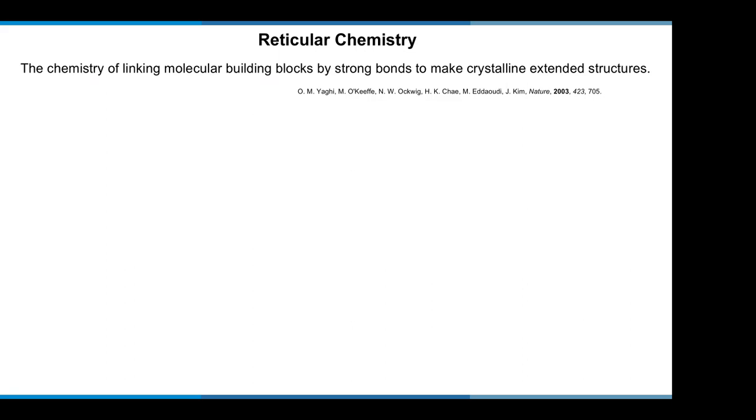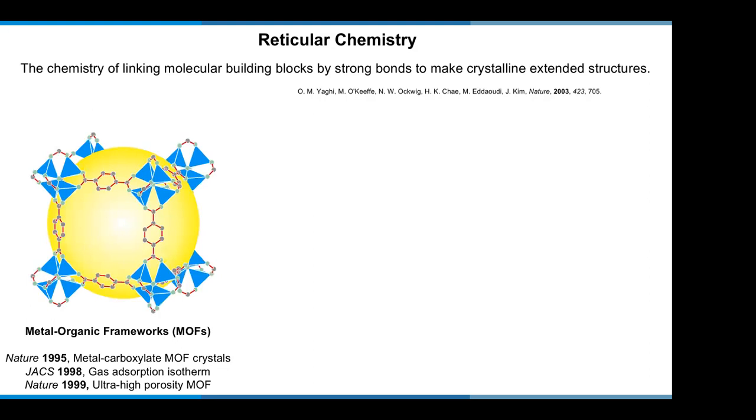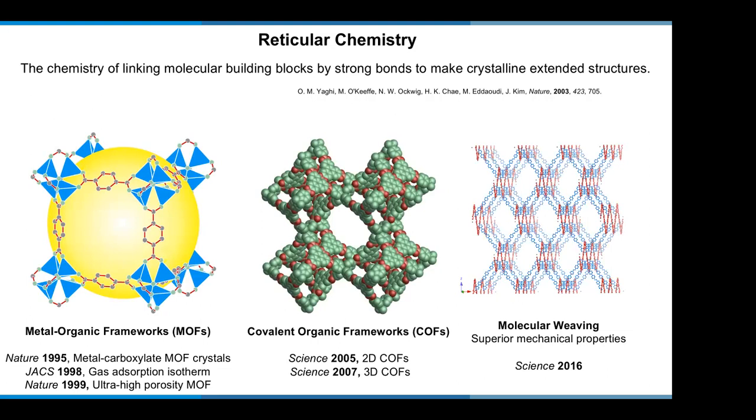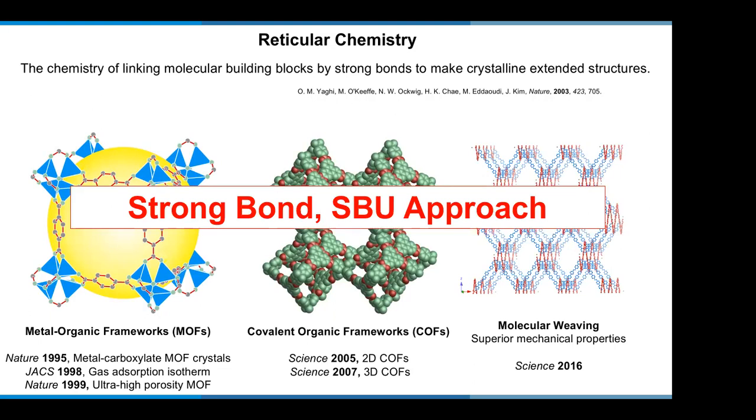The result of reticular chemistry has been metal organic frameworks, which I discussed in the first lecture of the Solvay series. I presented covalent organic frameworks, and just last week I talked about molecular weaving. So today I want to focus on metal organic frameworks and tell you where this chemistry is going through discussing multivariate MOFs. Before I go further, I would like to just say that what has really made MOFs what they are today are the strong bonds and what we call the secondary building unit approach or the cluster approach, which I will elaborate on shortly.